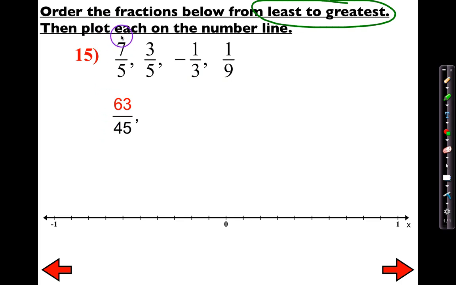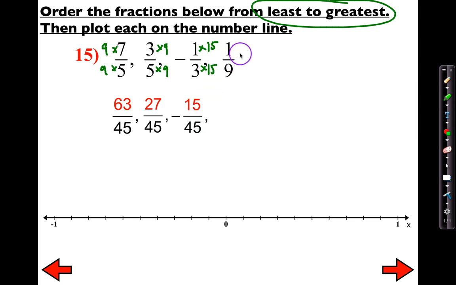So here, the lowest common multiple between 5, 3, and 9 is going to be 45. Here, I'm going to express 7/5. If you'll notice, I multiplied by 9 to get me 63 over 45. Here, I'm going to multiply both the numerator and denominator by 9, leaving me with 27/45. Here, in order to get 3 to become a 45, I'd have to multiply by 15, leaving me with negative 15/45. And last but not least, I'm going to multiply the numerator and denominator by 5, which would leave me with 5/45. So obviously, this is what represents this number, this is what represents this number, and so on.